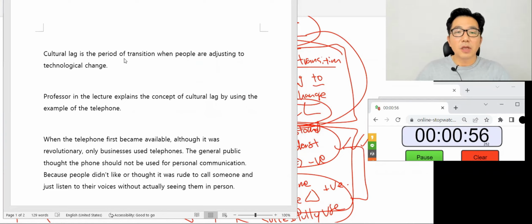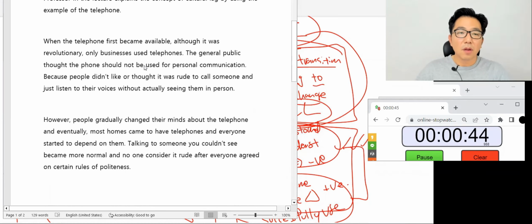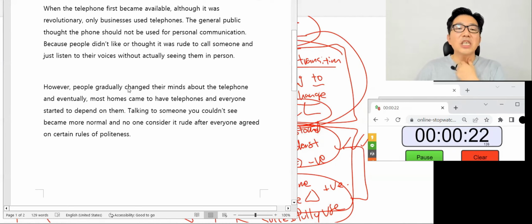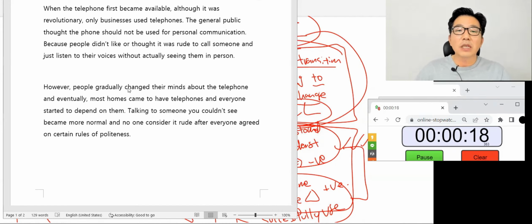Cultural lag is the period of transition when people are adjusting to technological change. Professor in the lecture explains the concept of cultural lag by using the example of the telephone. When the telephone first became available, although it was revolutionary, only businesses used telephones. The general public thought the phone should not be used for personal communications because people didn't like or thought it was rude to call someone and just listen to their voice without actually seeing them in person. However, people gradually changed their minds about the telephone, and eventually most homes came to have telephones and everyone started to depend on them. Talking to someone you couldn't see became more normal, and no one considered it rude after everyone agreed on certain rules of politeness.